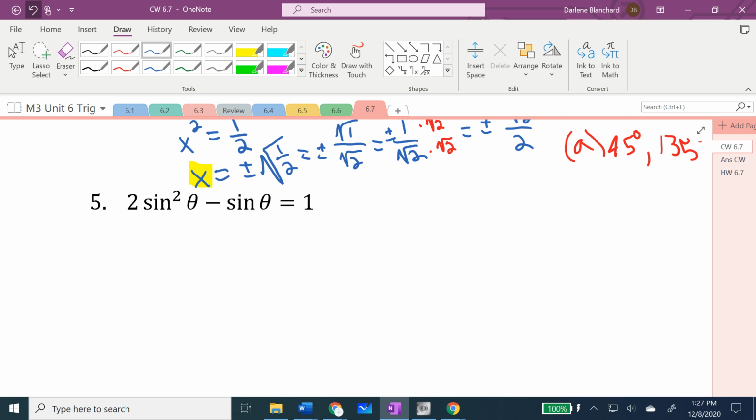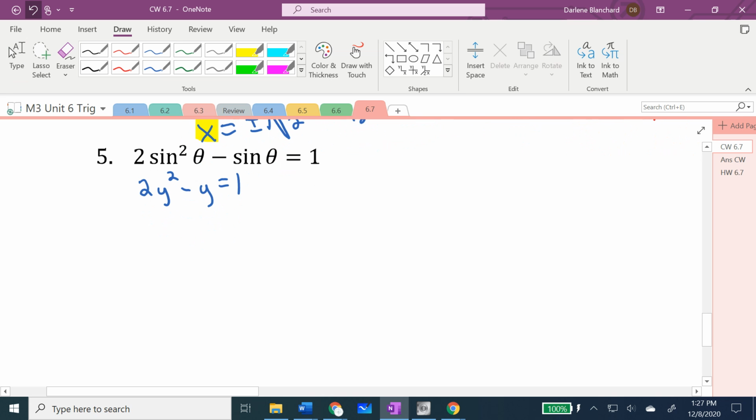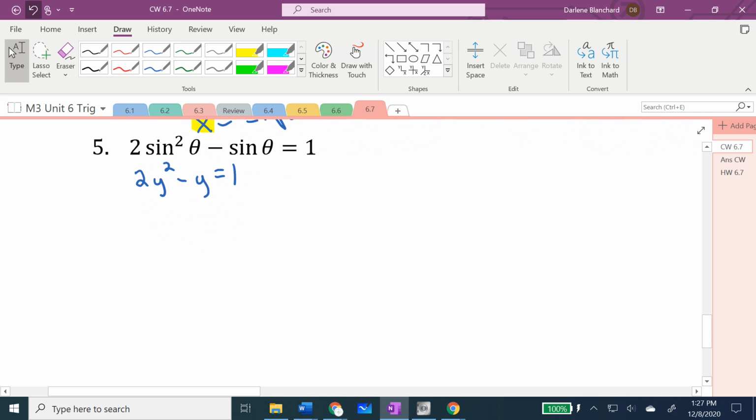So I'm going to write y instead of sine theta. That means that this will be 2y squared minus y equals 1. And now you have a quadratic equation, and you're going to use algebra to find the solutions for y, and then you're going to use the unit circle to find the angles. What's the first thing I need to do with a quadratic equation before I factor?